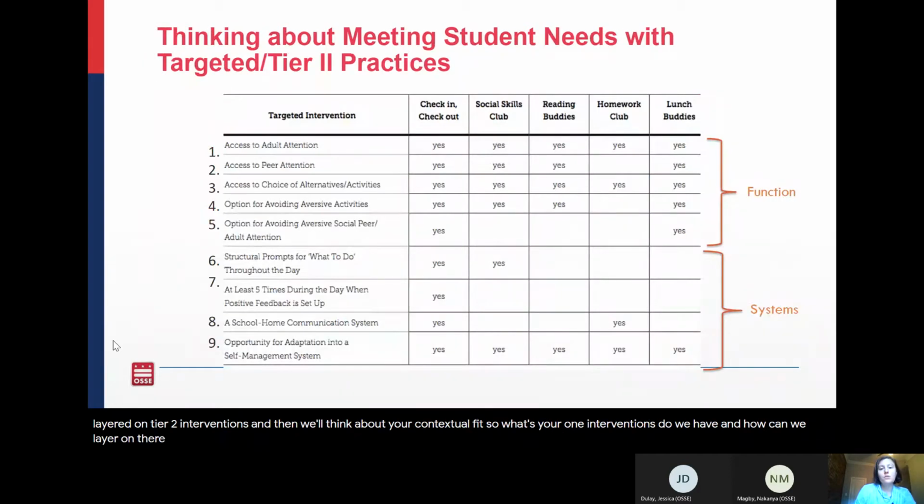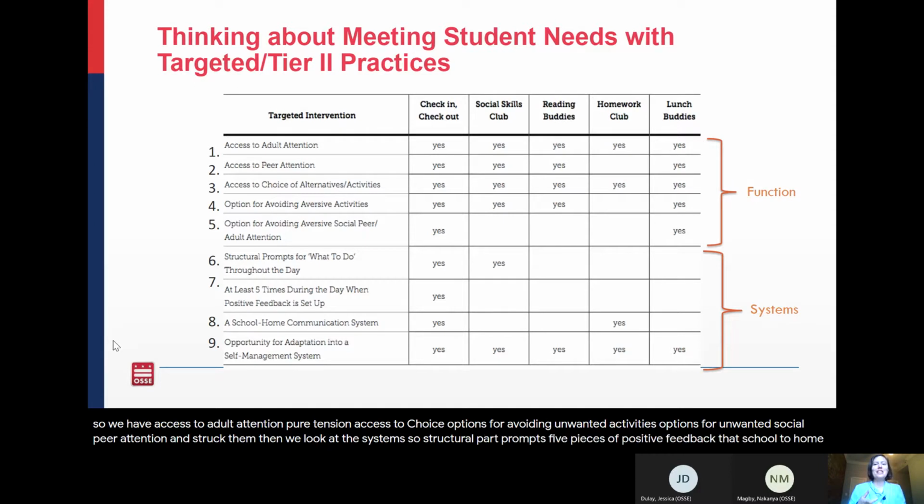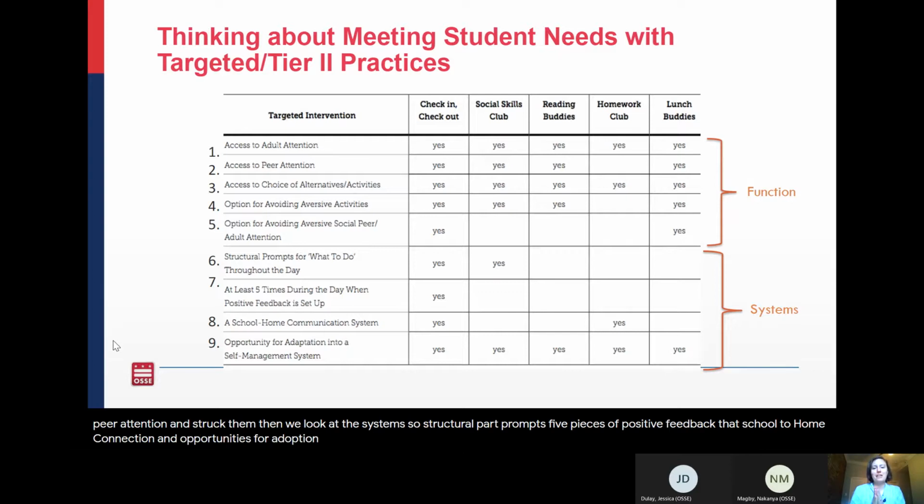So what Tier 1 interventions do we have and how can we layer on there? So when we are thinking about student needs, we have to consider how different interventions may help us reach those different goals. So on the left side of this chart on your screen, you'll see some different functions or roots of behavior, and then also the systems that help support student needs. So we have access to adult attention, peer attention, access to choice, options for avoiding unwanted activities, options for unwanted social peer attention, and then we look at the systems. So structural prompts, 5 pieces of positive feedback, that school to home connection, and opportunities for adaptation in the self-management system.